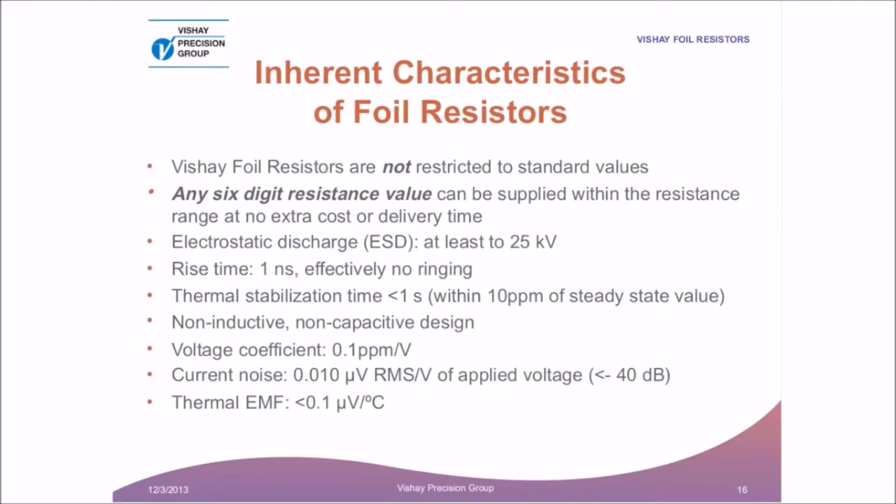So those were the characteristics of foil resistors which are extremely relevant to power current sensing. But in addition, you get additional benefits from our products. And here we see these benefits listed. So first of all, we are not restricted to standard resistor values. You can order any 6-digit resistance value for any of our resistors within the resistor range on the datasheet at no extra cost or delivery time. We also have, by the way, no minimum order quantity and no minimum order value.